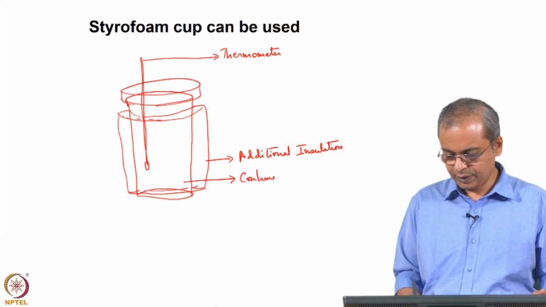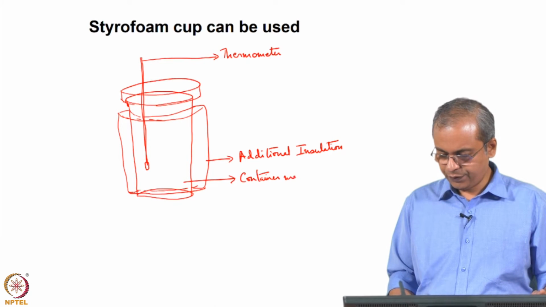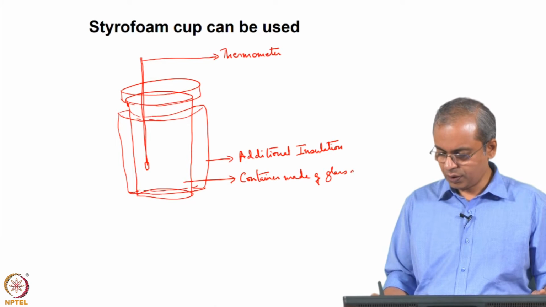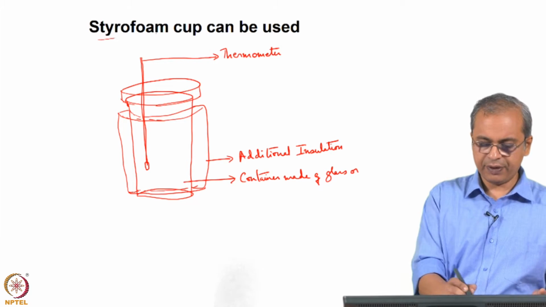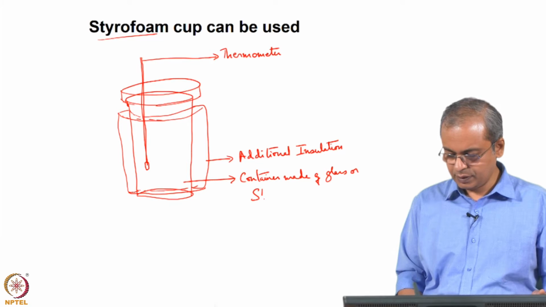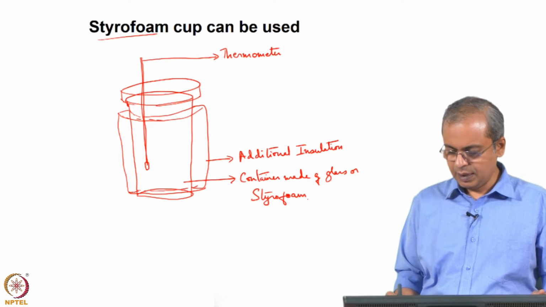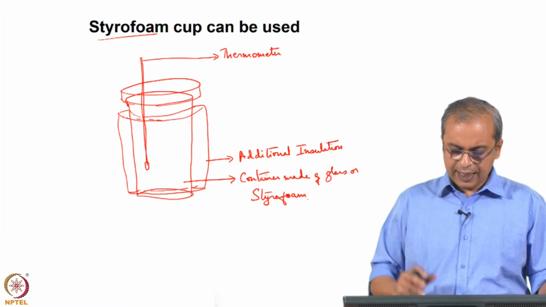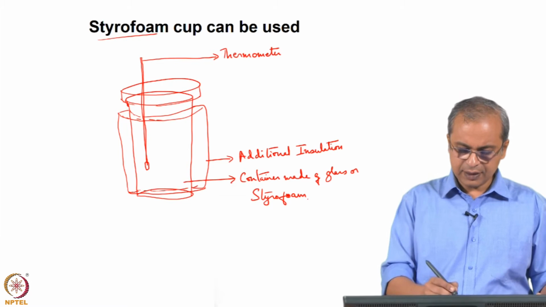And what you have in here is a container made of glass, or in this case, for example, we have mentioned styrofoam. Something that is inherently insulating. So, this is what we have. One additional thing that we usually have is a stirrer.